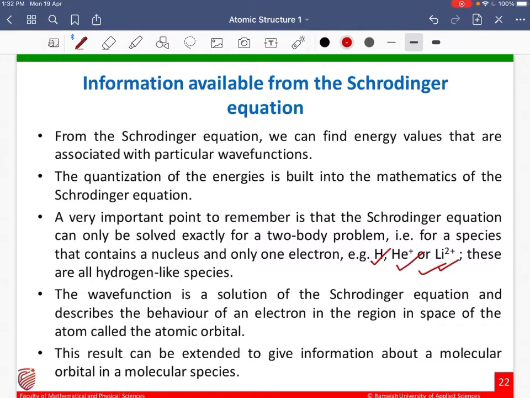The wave function is the solution of the Schrodinger equation and describes the behavior of electrons in the region of space of the atom called the atomic orbital. These results can be extended to give information about a molecular orbital in a molecular species, if the species is a molecule.